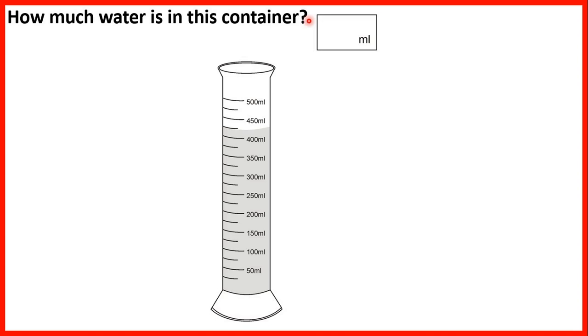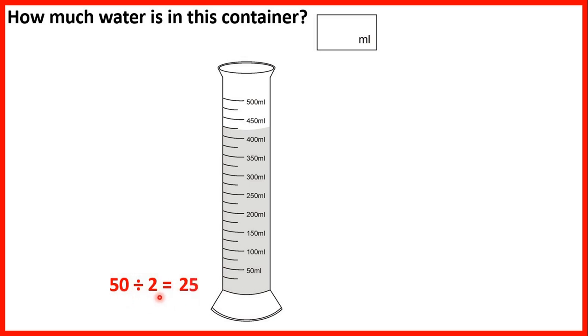How much water is in this container? Well, if we look at the water level, we can see that it's in the middle of 400 and 450 millilitres. Now, if we divide 50, so divide the difference by 2, because we have 2 lines to get from 0 to 50 at the bottom of our scale. 50 divided by 2 is 25.